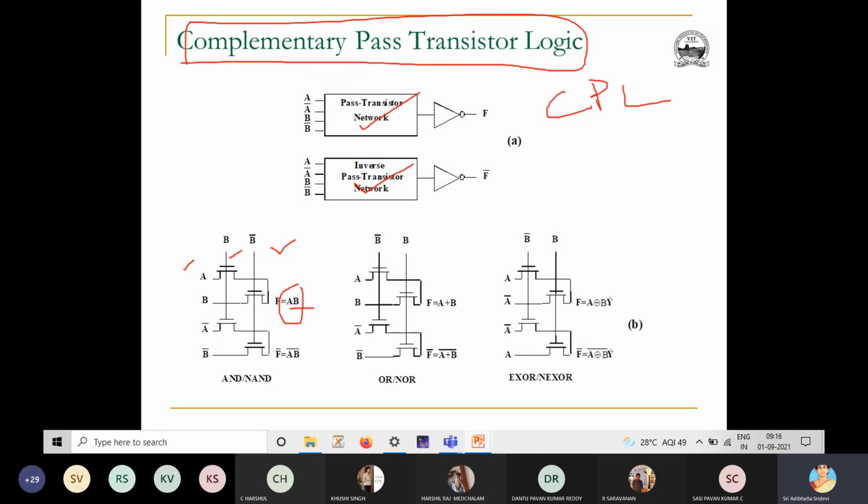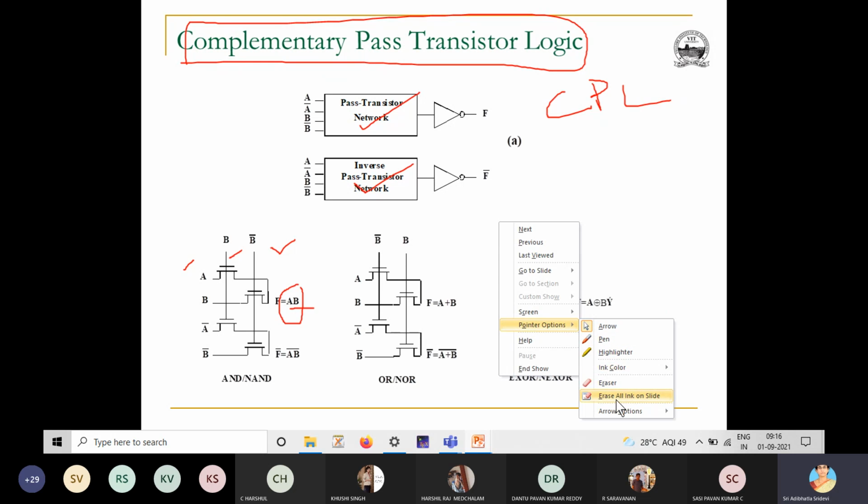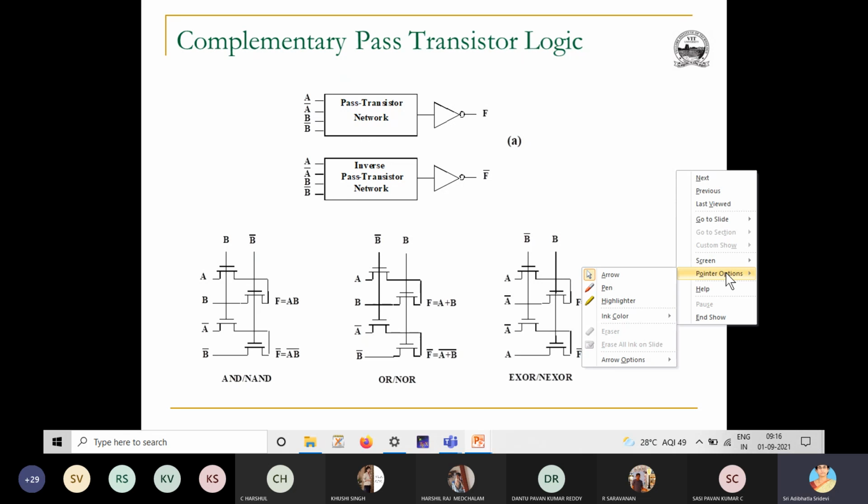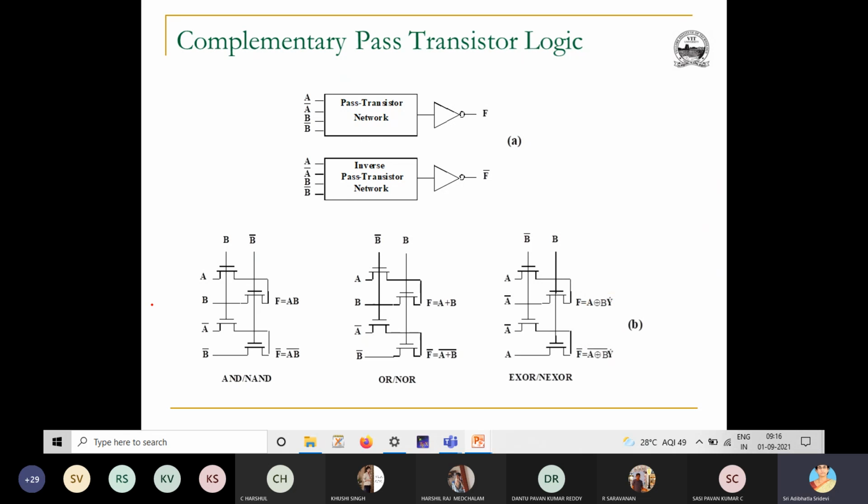But the concept of CPL is that we have to use A, A bar, B, B bar as inputs to the pass transistor network, and also to the inverse pass transistor network. So we use true inputs and complementary inputs in both networks, and the gate inputs should also be complementary. So we use B and B bar as gate inputs, instead of 0 and B bar. Logically both are the same. So AB plus B·B bar will be AB, correct?